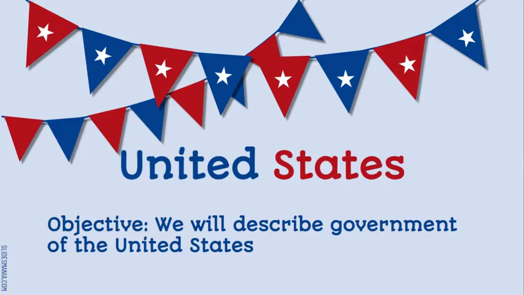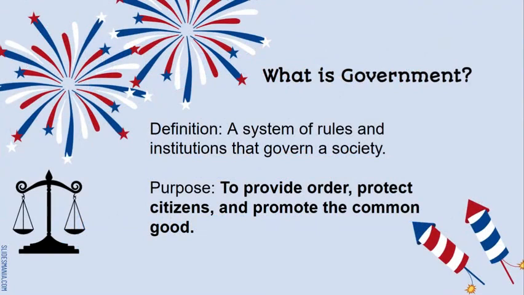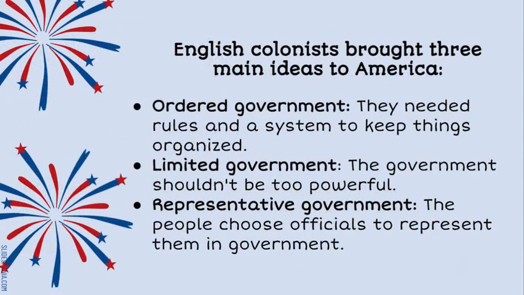Today we are talking about the United States government. As a review, government is a system of rules and institutions that govern our society. The purpose is to provide order, protect our citizens, and promote the common good. Common good is the good of all people in this society, not just the good of a few or a select group.